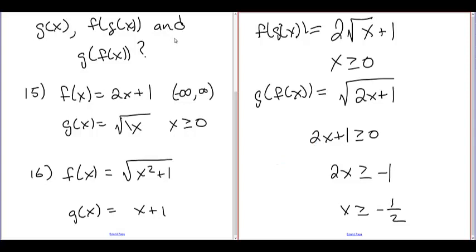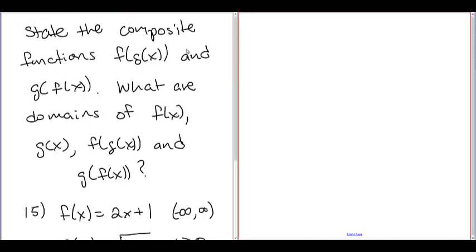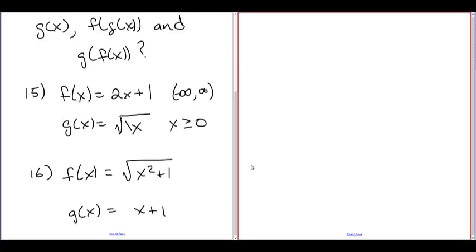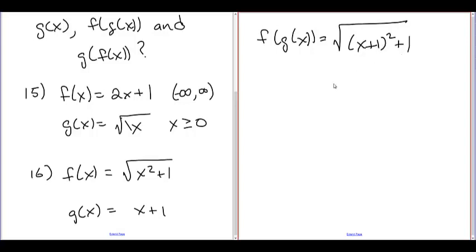Okay. Next one, 16. So we have f of g of x. So that's plugging that into there. So we get the square root of x plus 1 squared plus 1. Now, I didn't do the domain of these originally. Well, we'll come back to that. Okay, again, you could simplify this by multiplying it out. But let's not do that until we figure out the domain.